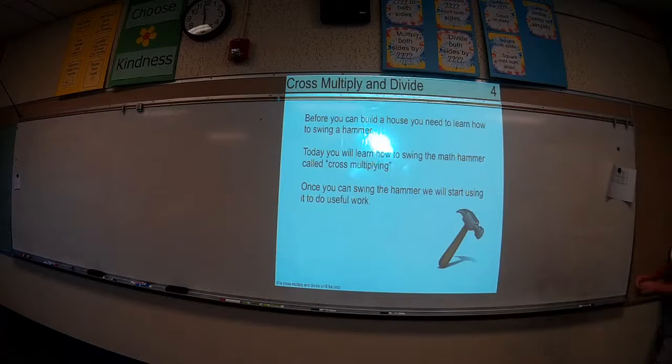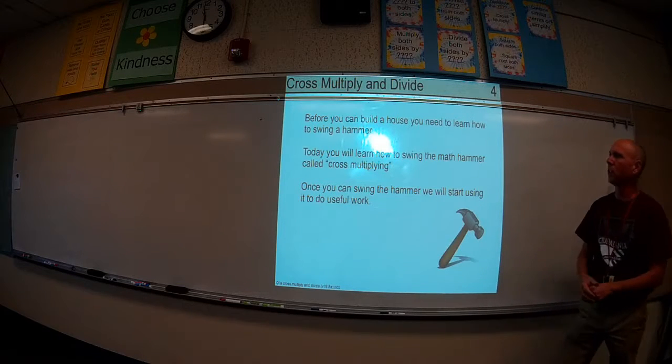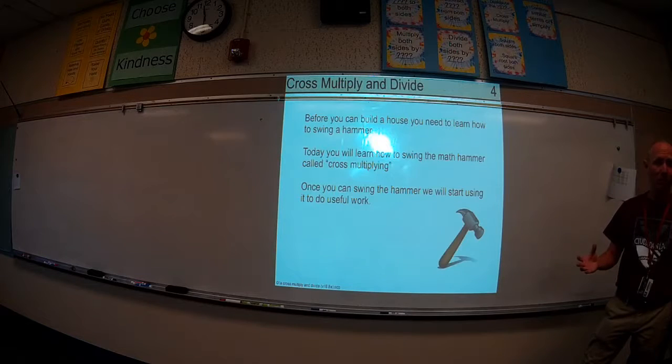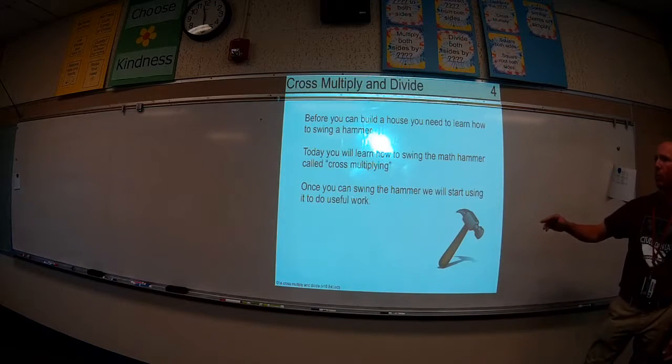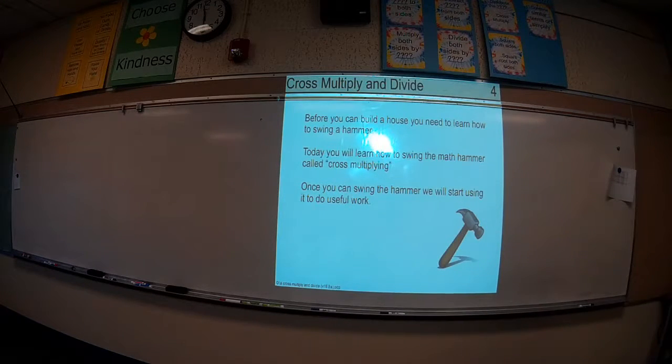Before you can build a house, you need to learn how to swing a hammer. Today you're going to learn how to swing the math hammer called cross multiplying. Once you can swing the hammer, we're going to actually start using it to do something. So this is a tool. We're learning how to use the tool so that we can do some actual math later on.